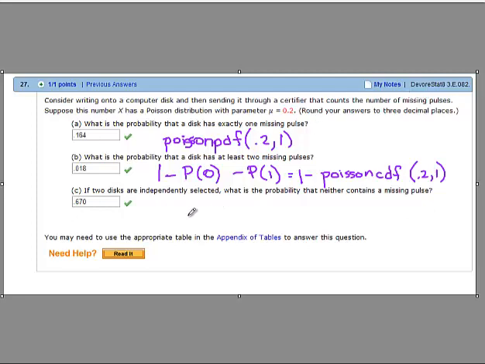Let's see, if 2 occur independently, what's the probability that neither? So that means the probability of 0, and then the probability of 0. So I'll just do the Poisson distribution, PDF, and then I'll just square my answer. And that would be 0.2 comma 0, and then just square that answer and you'll get it.